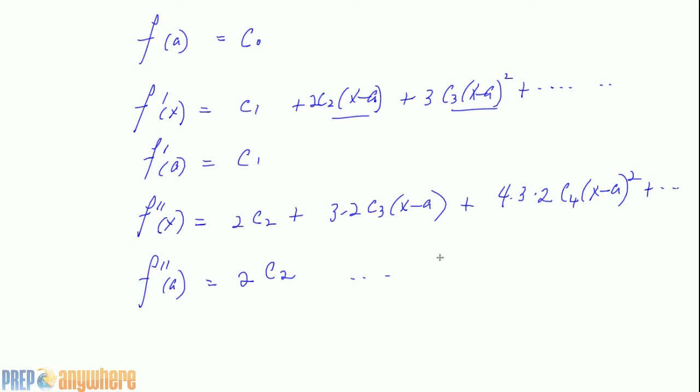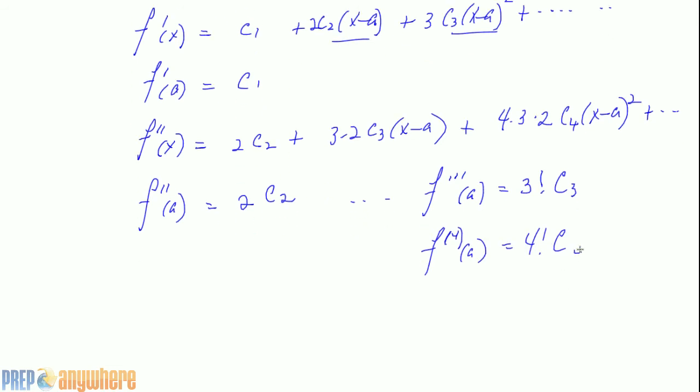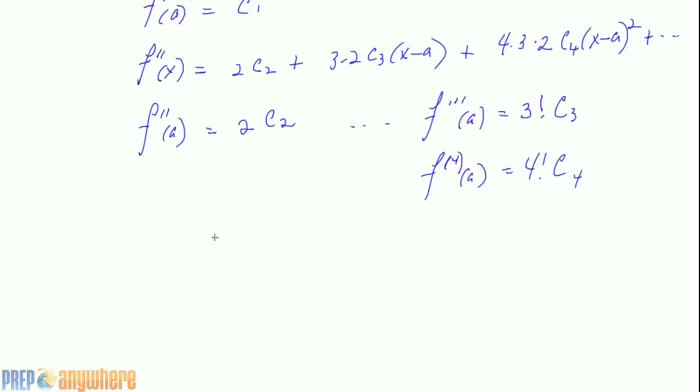Okay, if you continue this pattern, the third derivative, if you plug in a, you're going to get 3 factorial, 3 times 2 c3. The fourth one, 4 factorial c4. So in other words, cn will be the nth derivative of the function at a divided by n factorial. Okay, that's the relationship between the coefficients of the power series and the derivative.